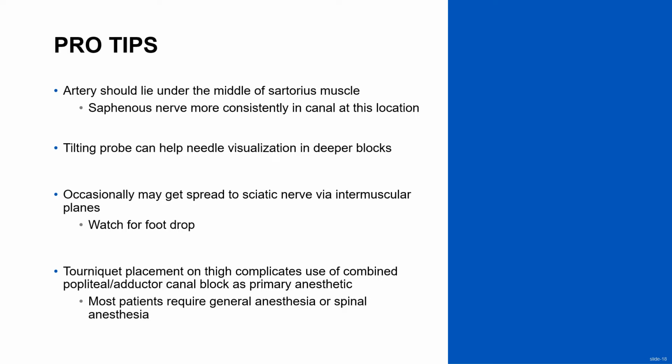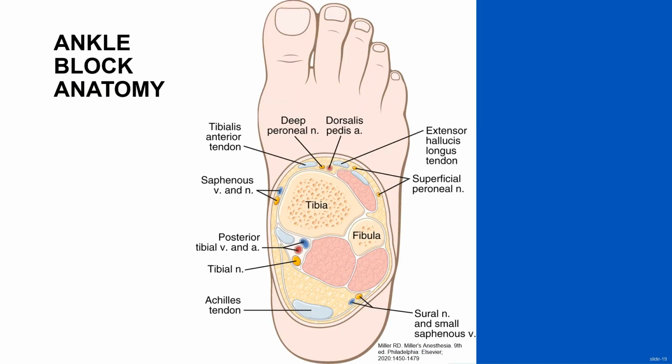Tourniquet placement on the thigh complicates the use of a combined popliteal and adductor canal block as a primary anesthetic. Most patients will require a general anesthetic or a spinal if a tourniquet on the thigh is going to be used. Let's move on to the ankle block.